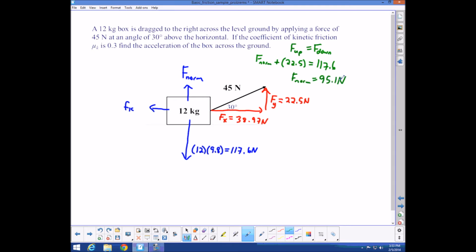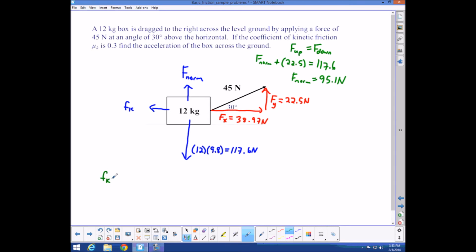The fact that we are pulling up on this box decreases the normal force. We are supporting some of the weight of the box, and then whatever we don't support is balanced out by the normal force. If we were pushing down at an angle, that would make things a little bit different. We would have two downward forces and one upward force.